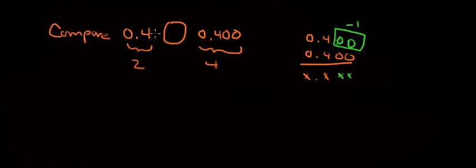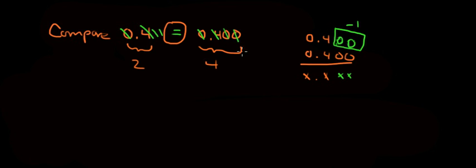So the bottom line is the 0 here and the 0 here are the same, they're equal. The 4 here and the 4 here are equal, and the 0 and the 0 that are here are really equal to the 0 and 0 that we don't see here. So our sign for this is going to be equals. 0.4 is in fact equal to 0.400.